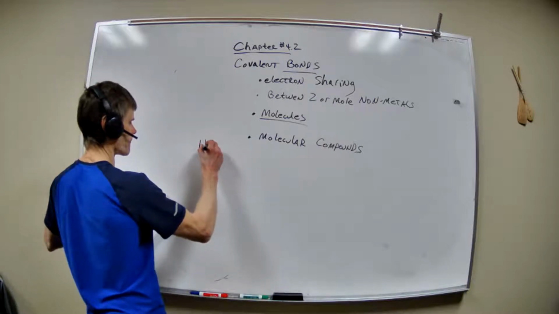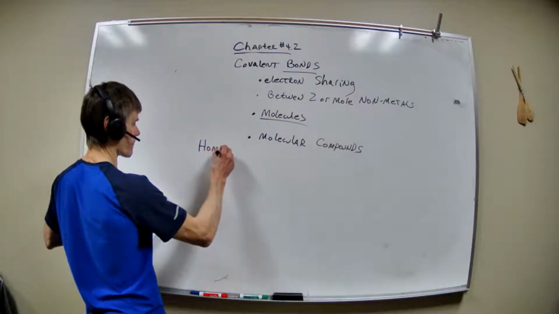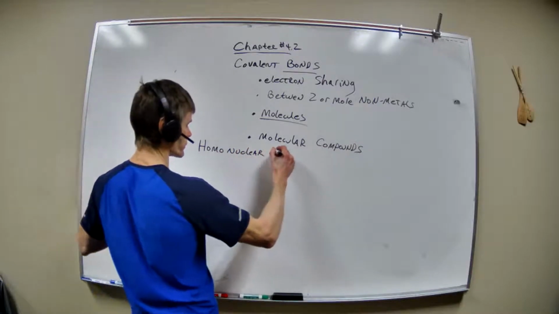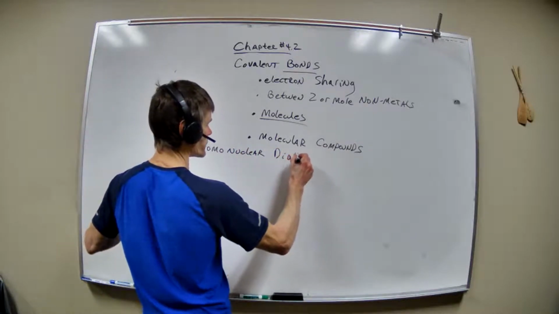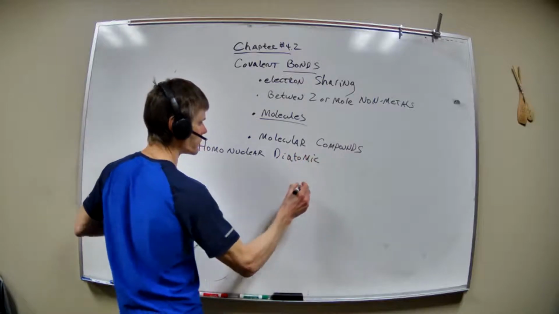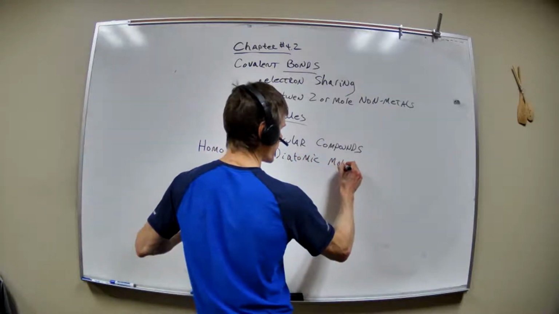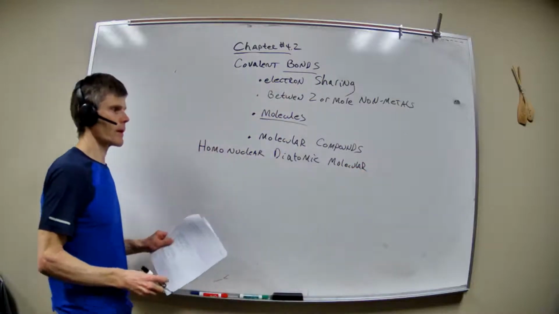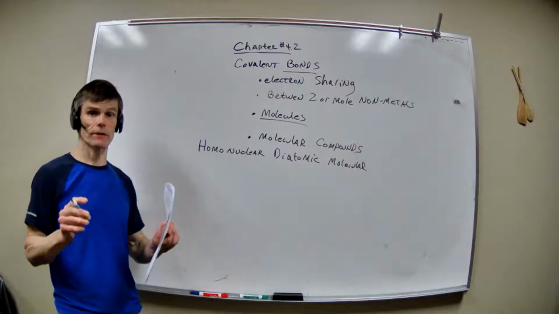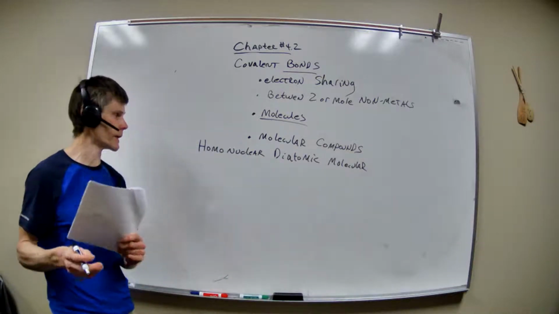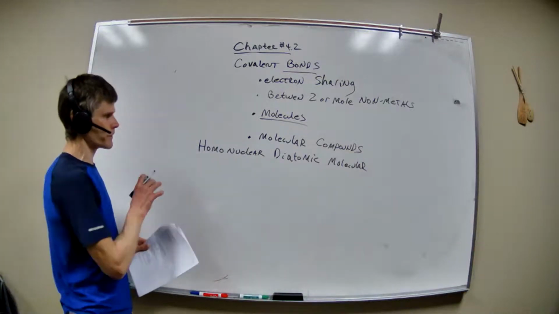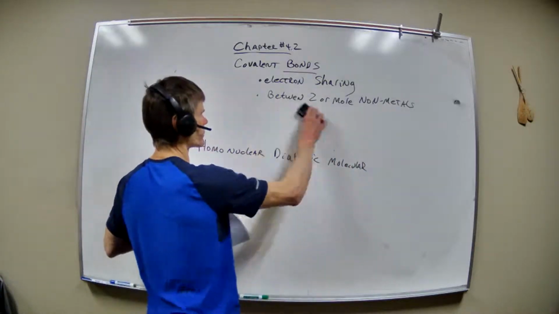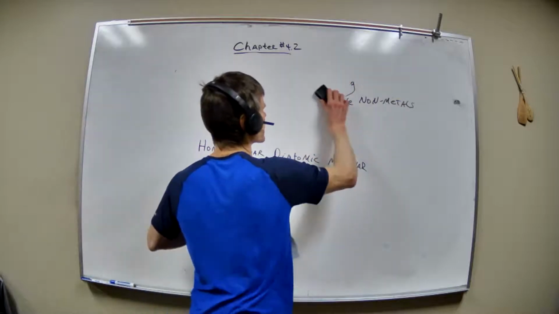homonuclear diatomic molecules. Now, this is a specific example of elemental forms of substances that exist as two atoms combined together. So let's look at this wording right here. This is important, the language, the definition, the terminology.